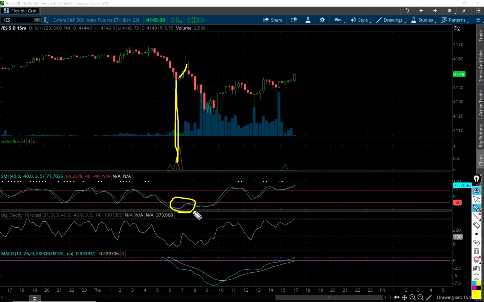Okay, but then it died off. See how it died off? And you realize, see the gap here in the MACD? Look how big this gap is on the 15-minute. That's what you're paying attention to. When this thing dies off, you just get out of the trade.